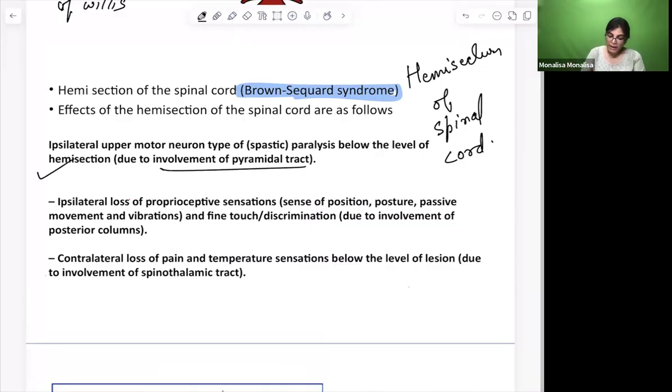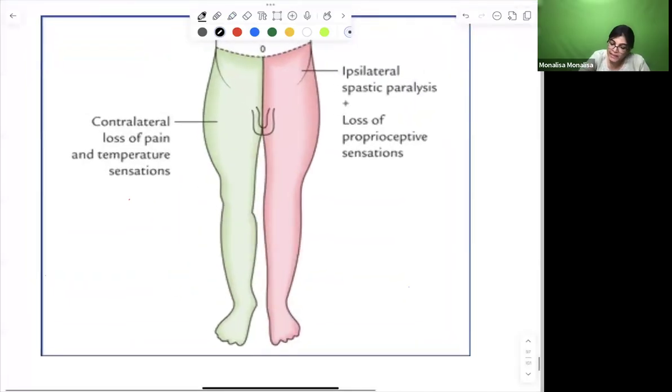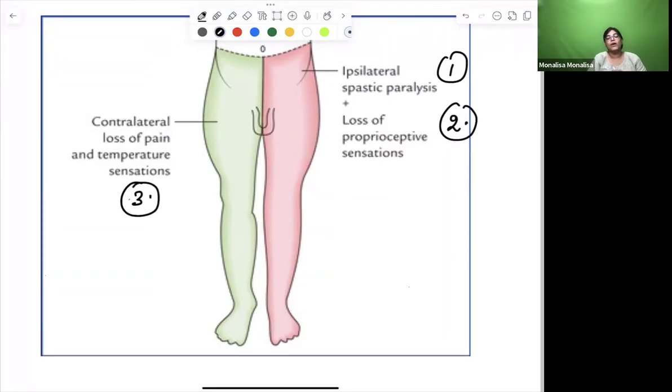There will be involvement of the pyramidal tracts, so the patient will have upper motor neuron paralysis, loss of proprioceptive sensation, and loss of pain and temperature sensation. The patient will have loss of pain and temperature on the contralateral side, and same side paralysis and loss of proprioceptive sensation. So that means ipsilateral spastic paralysis and loss of proprioception, and contralateral loss of temperature and pain sensation. This is the case of Brown-Sequard syndrome.